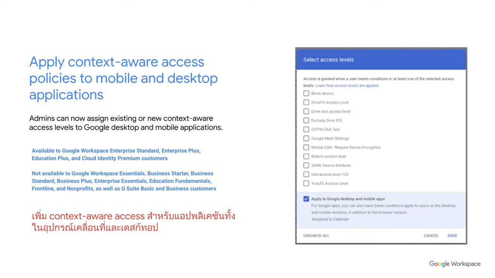So with this new feature, we're extending the CAA policies to mobile devices, for both iOS and Android. So that means it will be much easier for organizations to apply seamless policies across the different types of devices that users are using.